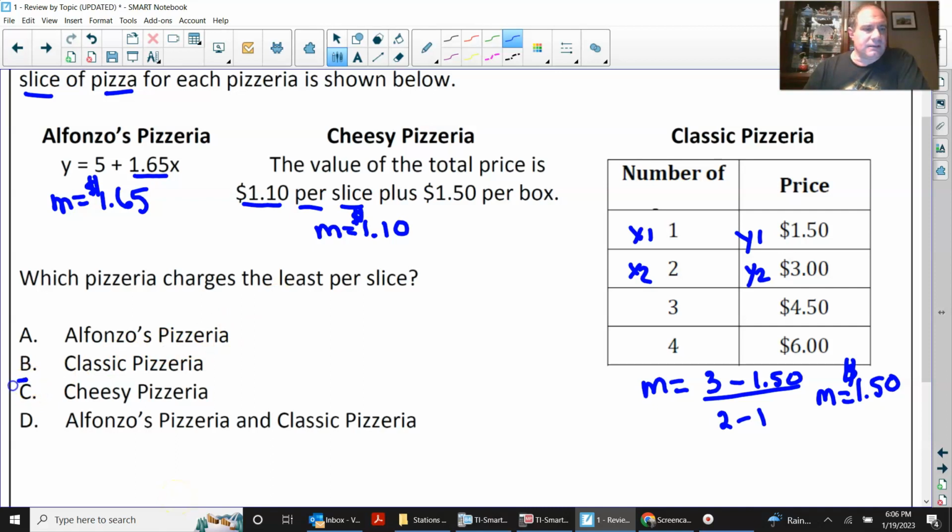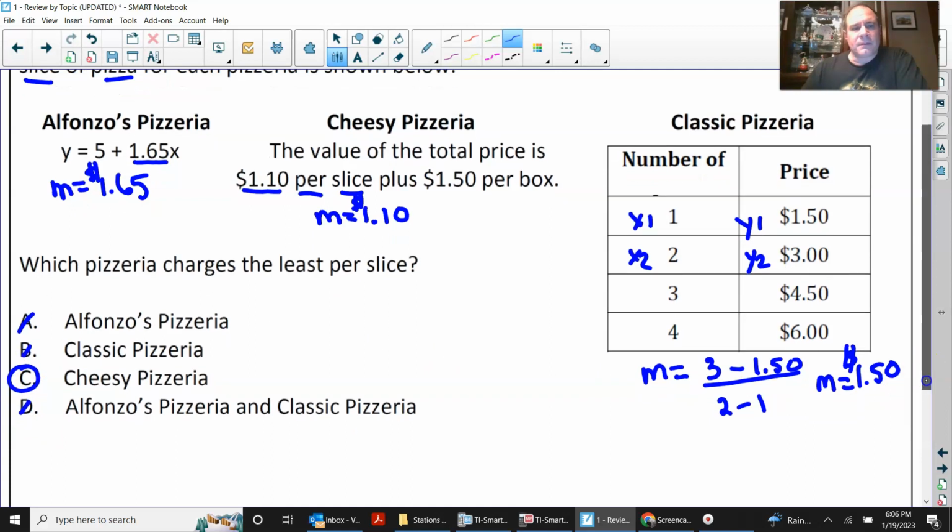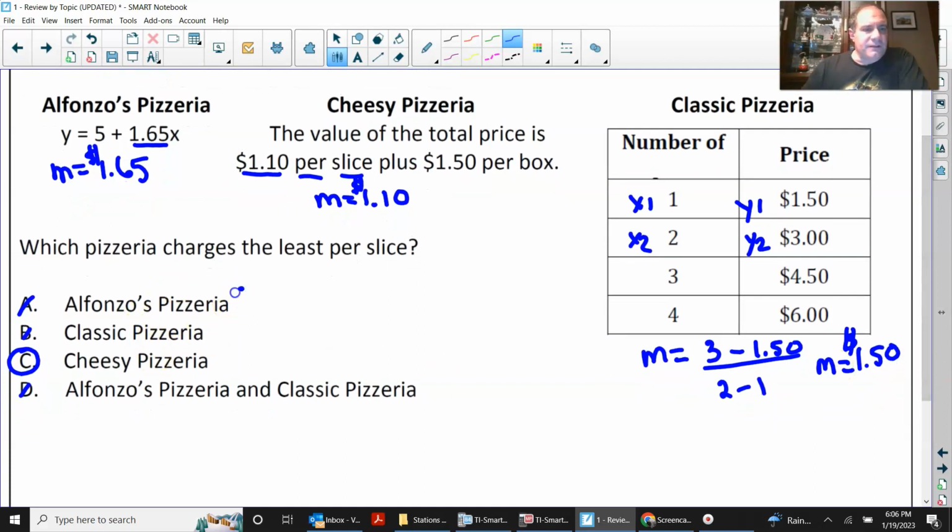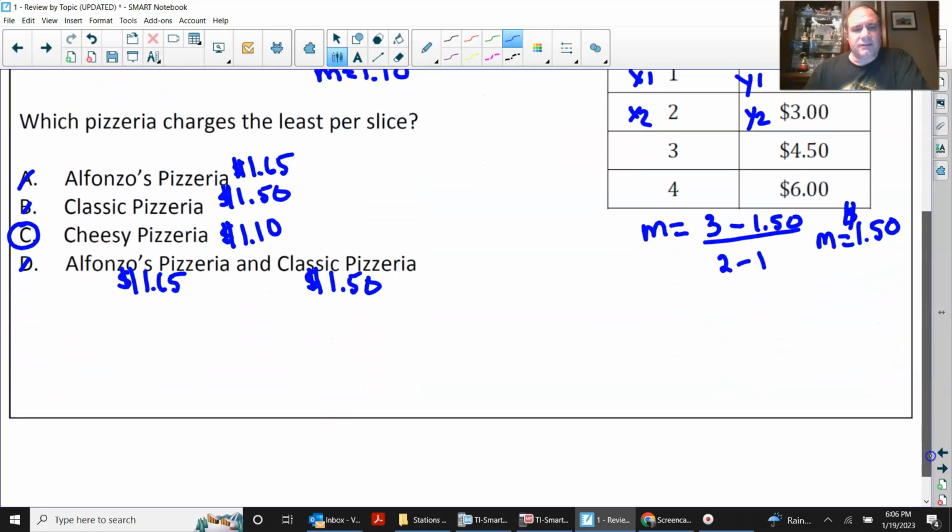Cheesy pizzeria, C. Alfonso's charges $1.65, Classic charges $1.50, Cheesy $1.10. Classic is different, so it doesn't even make sense to put them together unless they were the same price. All right, so Cheesy Pizza charges the least.